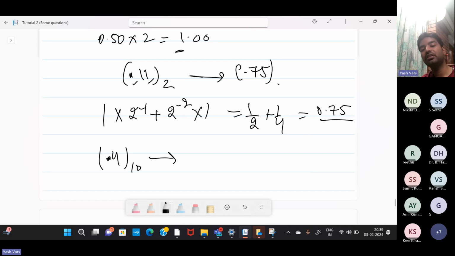What is the procedure? Or maybe I just write another number: 0.8. What is the binary representation of 0.8?